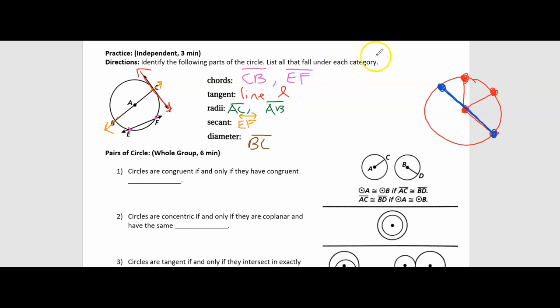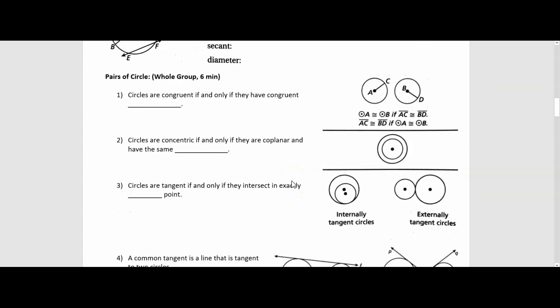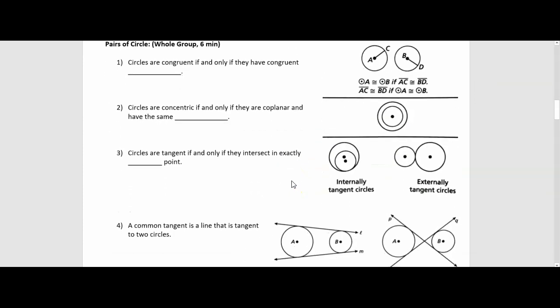Okay, let's keep moving on. We're going to talk about pairs of circles. Circles are congruent if and only if they have congruent radii. So if two circles have the same radius, we know that they will be congruent. We will be able to prove that. Circles are concentric if and only if they are coplanar and have the same center.